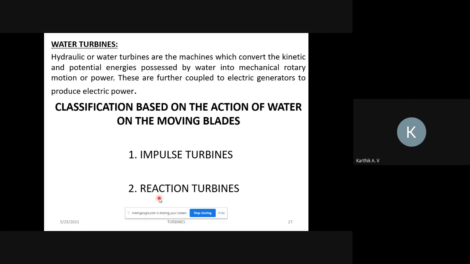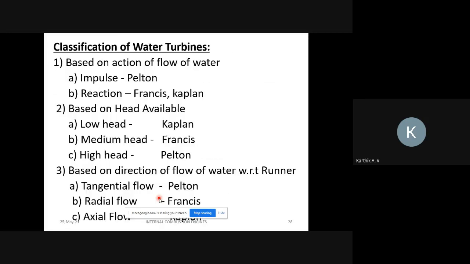Otherwise, varieties of blade arrangements are there: velocity based arrangement, pressure based arrangement, Curtis turbine blade arrangement. Those different blade arrangements are not in your syllabus. So you just remember fixed blade is nothing but guide blade, and moving blade is nothing but rotational blade. Next, we'll see the classification of water turbines.